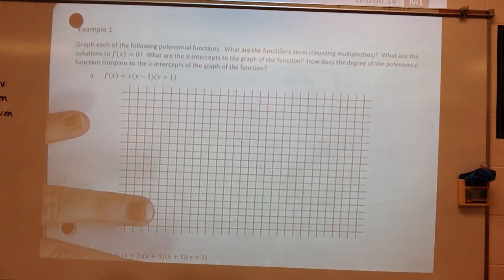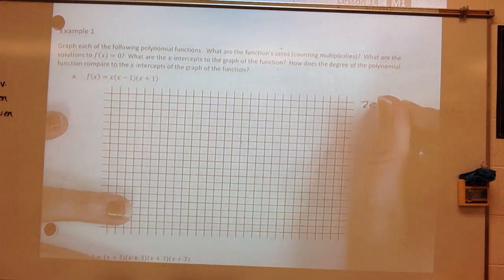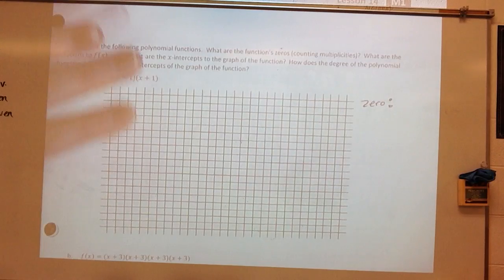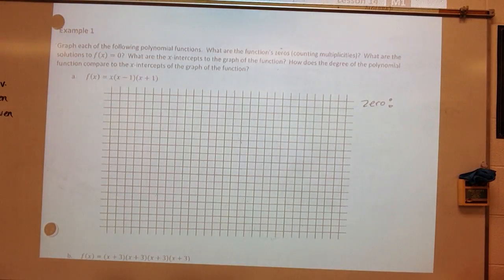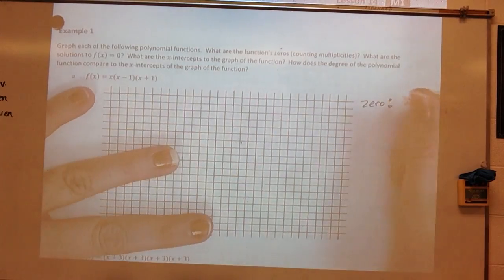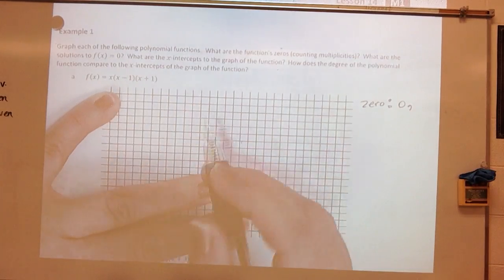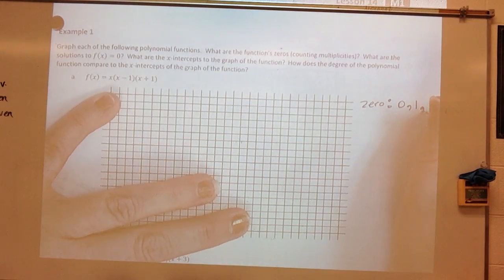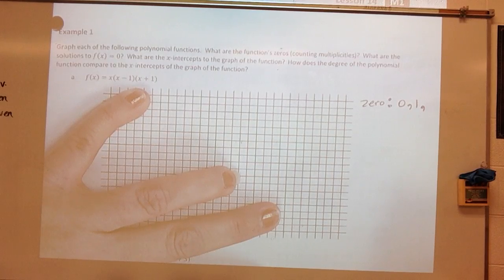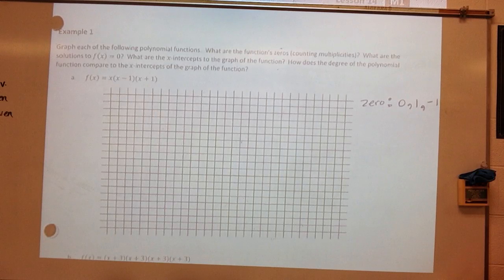So in other words, I need to tell what my zeros are. So x is equal to 0. I would set x minus 1 equal to 0 and x plus 1 equal to 0. So I have a zero at 0. X minus 1 equals 0 means x is equal to 1. And x plus 1 equals 0 means x is equal to negative 1. So I have zeros at negative 1, 0, and 1.